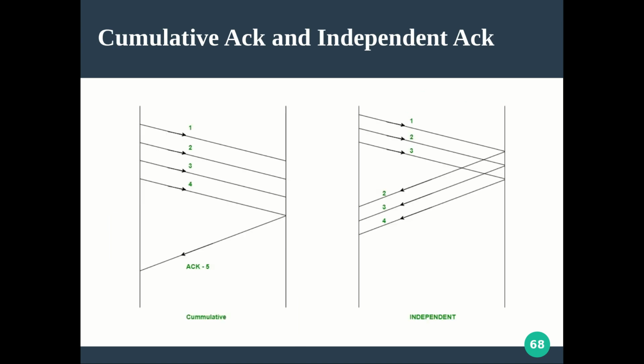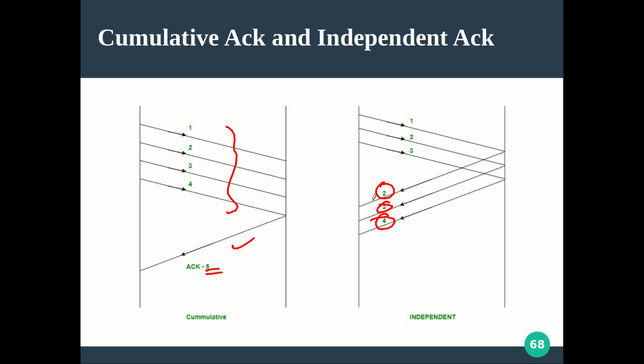So just as an example for cumulative and independent acknowledgement: in cumulative we have a single acknowledgement for a number of packets, so acknowledgement number 4, and independent for everyone, for 1 acknowledgement number 2, for 2 acknowledgement number 3, and for 3 acknowledgement number 4, like that it is proceeding.